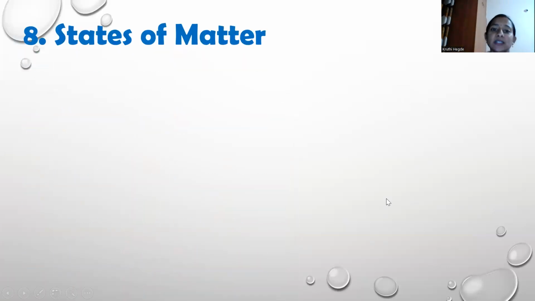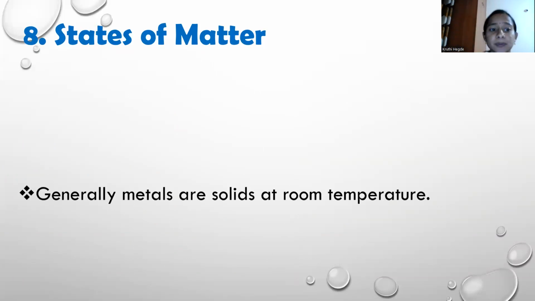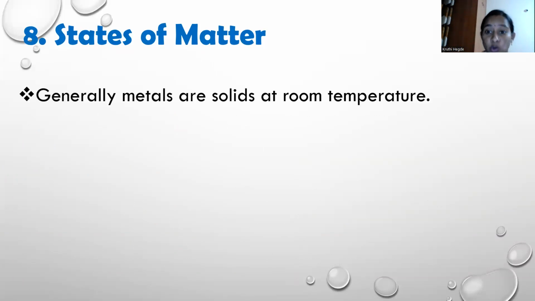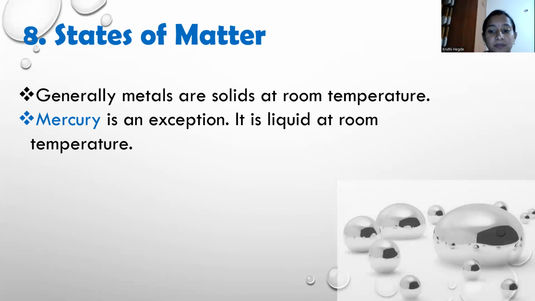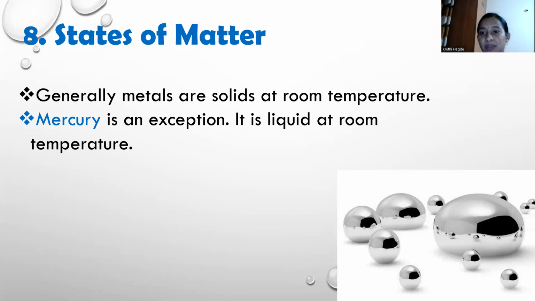Another property is states of matter, which I have already discussed in the previous slide: metals are generally solids, but there are some exceptions. Generally, metals are solids at room temperature, but mercury is an exception. Do you remember, children, where do we use mercury? Yes, you have guessed it right. Mercury is used in thermometers. This mercury is actually liquid at room temperature. This is mercury, which is liquid, silvery white in color.